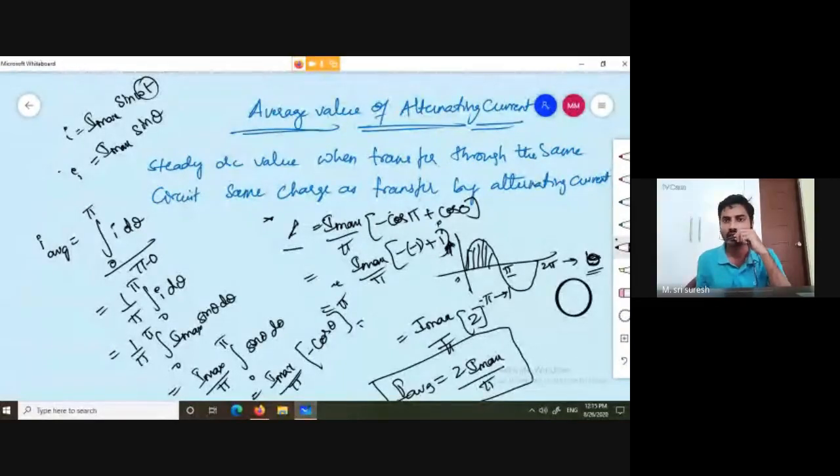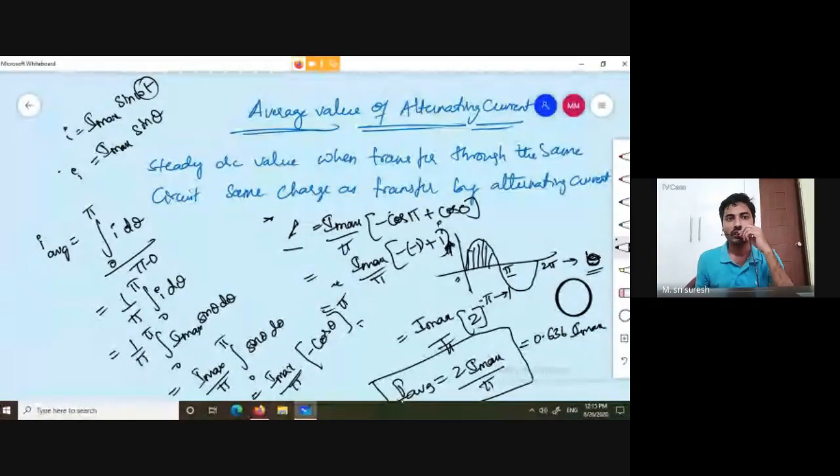So anyone can calculate the 2 by pi value. I'm using a calculator. So 2 by pi is 0.636. I've calculated the 2 by pi value. So I'm writing here 0.636 I max. We are getting the I average value as 0.636 I max. Okay.